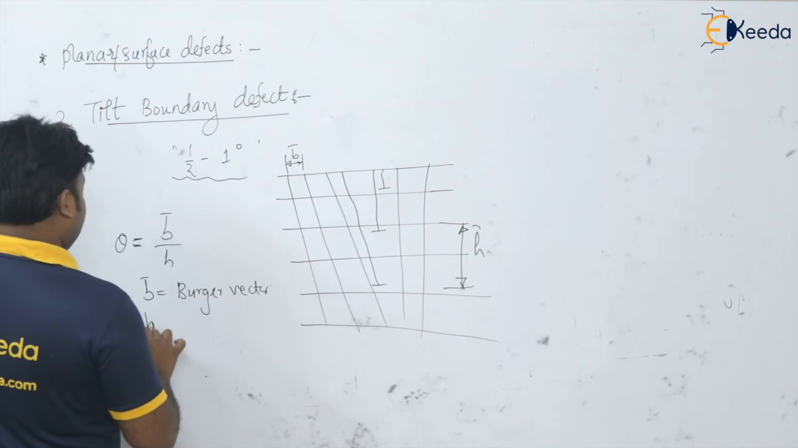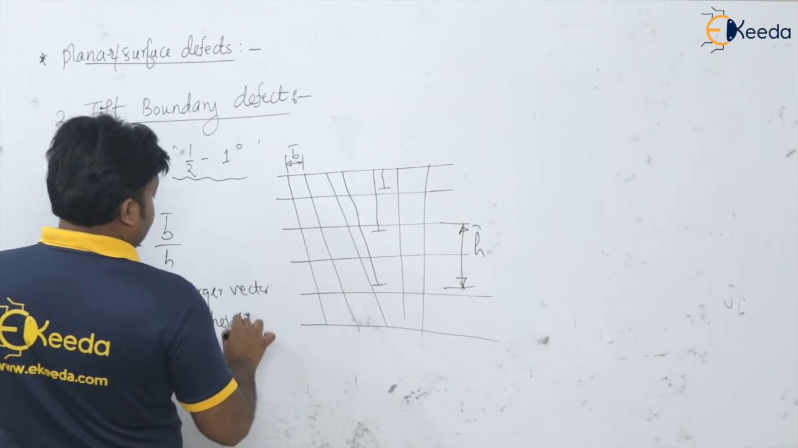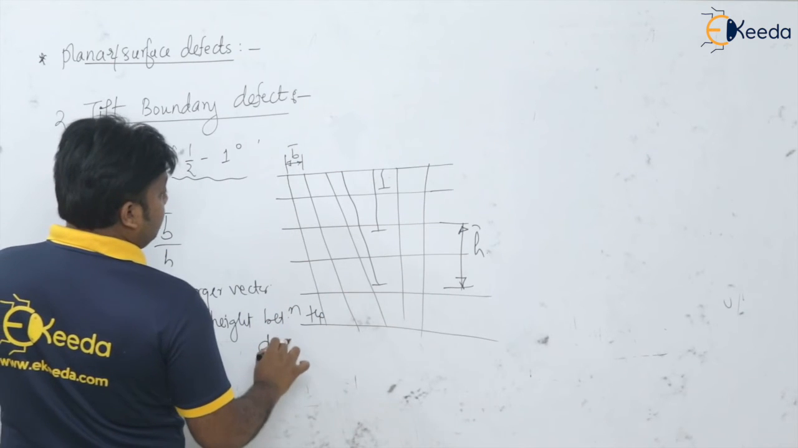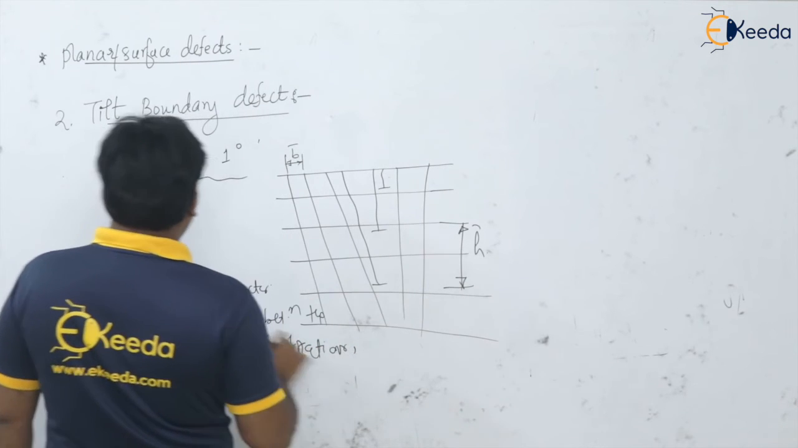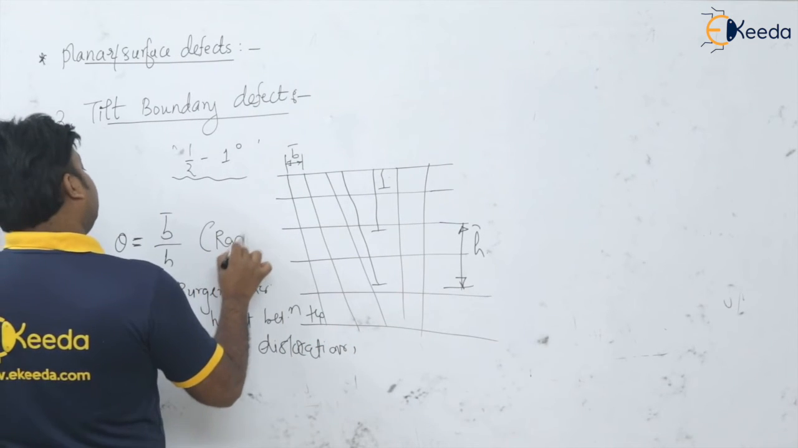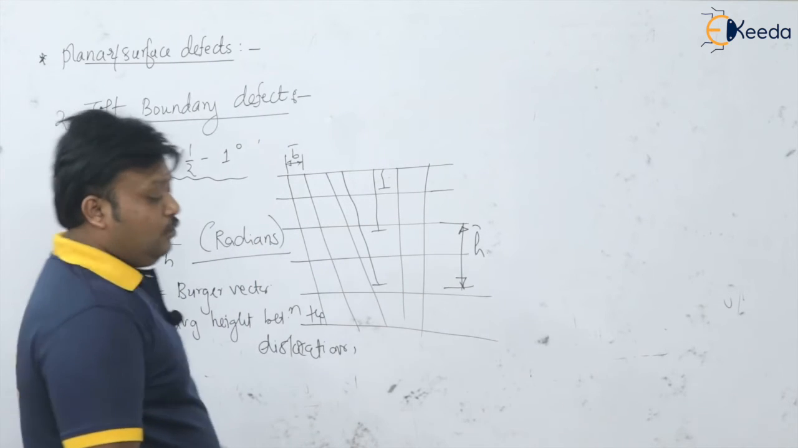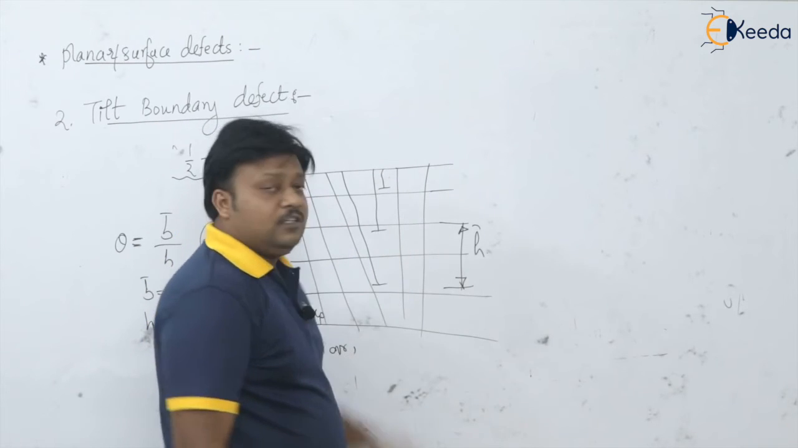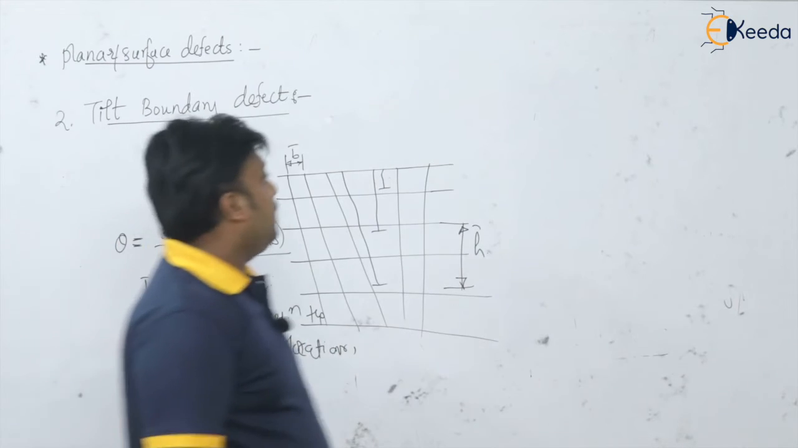H is what? The average height between the dislocations. And of course theta is in radians. Please remember this, theta is in radians. So see here, these crystallographic planes are tilted with small angles. So this is known as the tilt boundary defect.